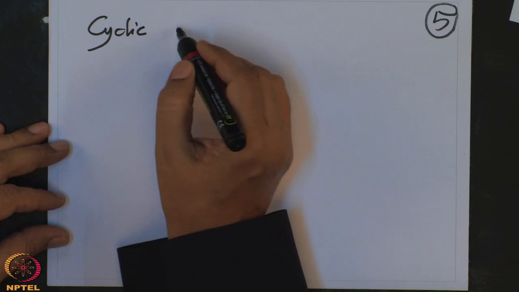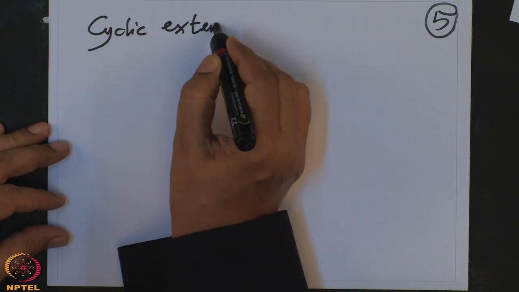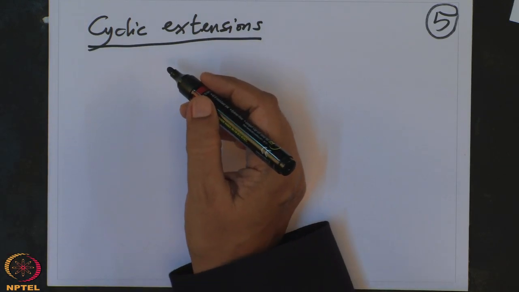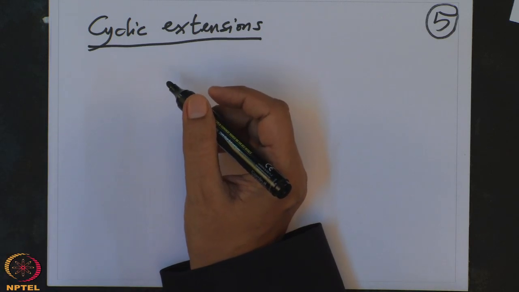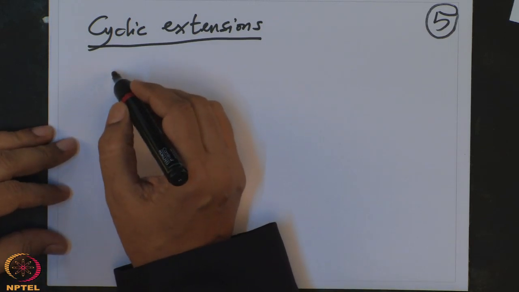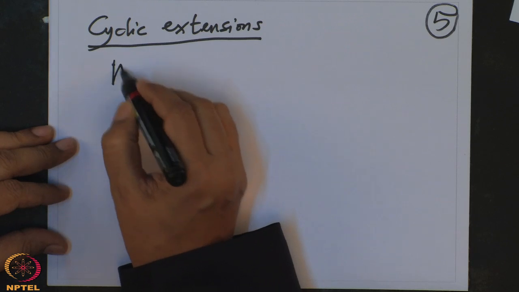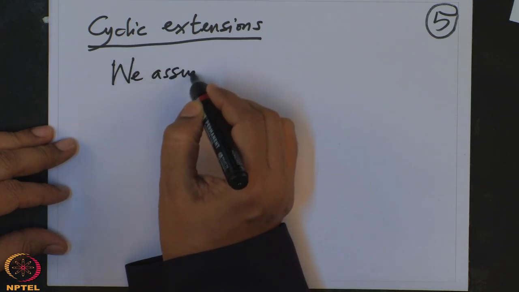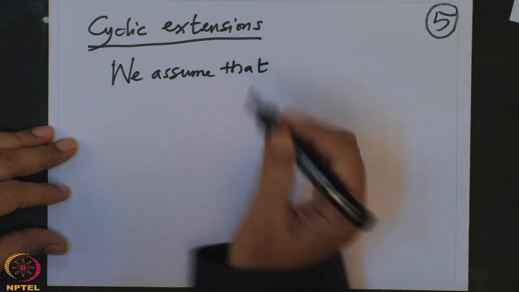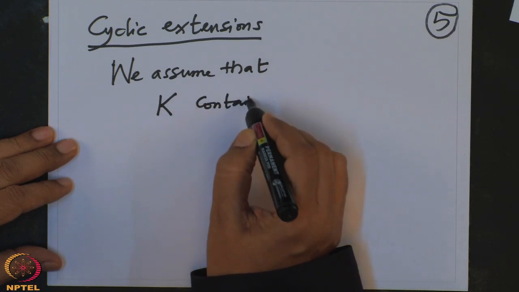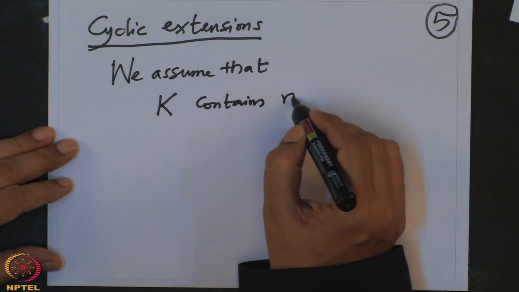Alright. Now I want to say something more about cyclic extensions. I want to list all cyclic extensions, but I will do it almost with a proof, and some of the details I will leave. For example, we assume here that my base field K contains roots of unity.